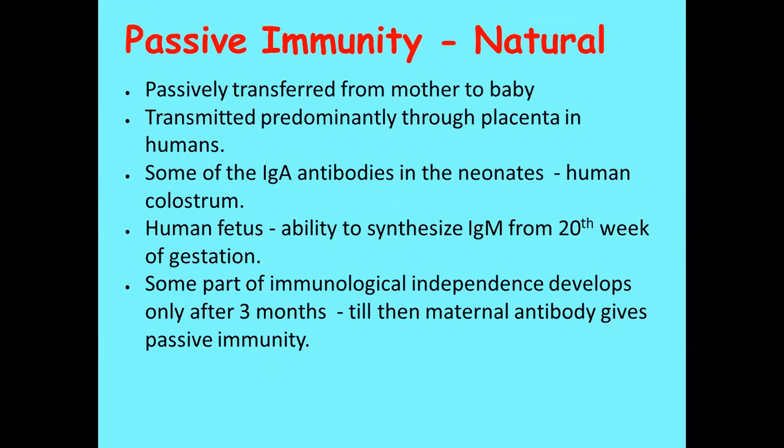And passive immunity, as we discussed in the previous case, is where we directly administer antibody, but the administered antibody can also be transferred to the baby during pregnancy. If the mother is receiving antibody, that will be transmitted through the placenta in humans.